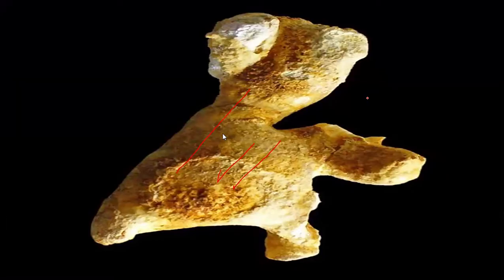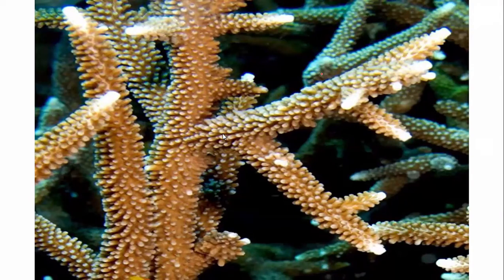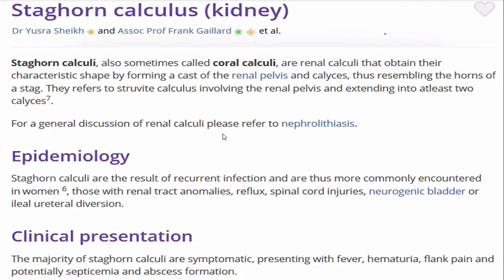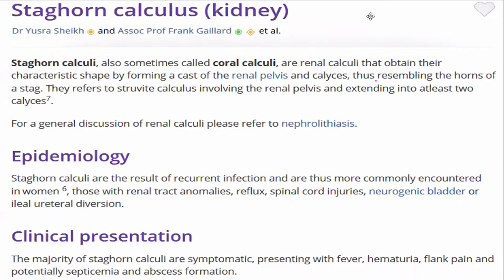So therefore, a Staghorn calculus, because it is like the staghorn of the deer. Or it is also like the staghorn seashell, like that in the aquarium. Staghorn calculi, also sometimes called coral calculi, are renal calculi that obtain their characteristic shape by forming a cast of the renal pelvis and calyces, thus resembling the horns of a stag. They also call it struvite calculus, involving the renal pelvis and at least 2 calyces.